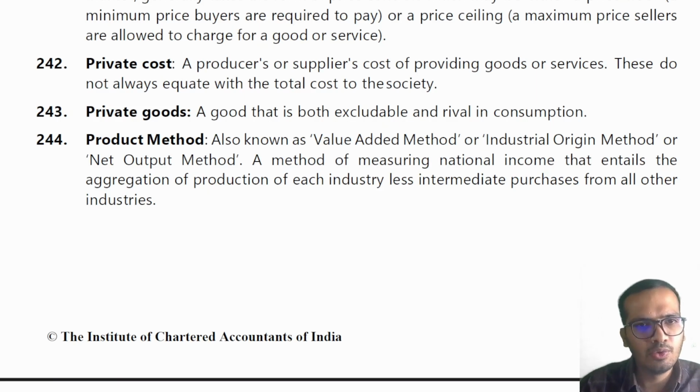Then we have private goods. So, a good that is both excludable and rival in consumption. Then we have product method, also known as value added method or industrial origin method or net output method. It's a method of measuring national income that entails the aggregation of production of each industry less intermediate purchases from all other industries.